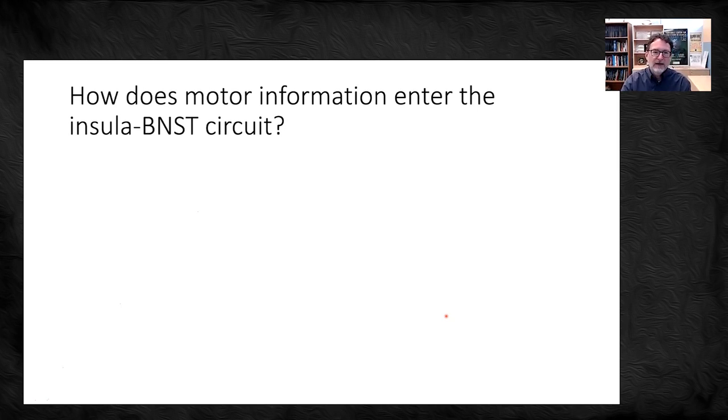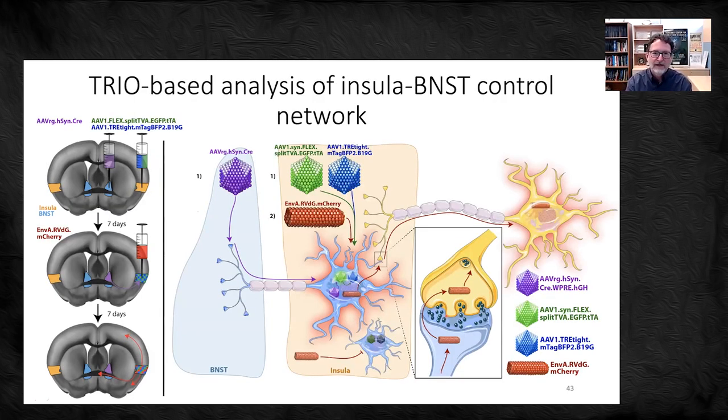To try to answer this question, we began by using a viral tracing approach. We used an approach called TRIO, which is tracing the relationships of inputs and outputs. Basically, this is a way to determine all of the inputs to a very specific population of neurons in the brain. What we did was express some viral constructs in the BNST and some viral constructs in the insula to recapitulate a rabies-based tracing system, which would then be retrogradely delivered to the neurons we want to find, those neurons that project to insular neurons that go into the BNST.